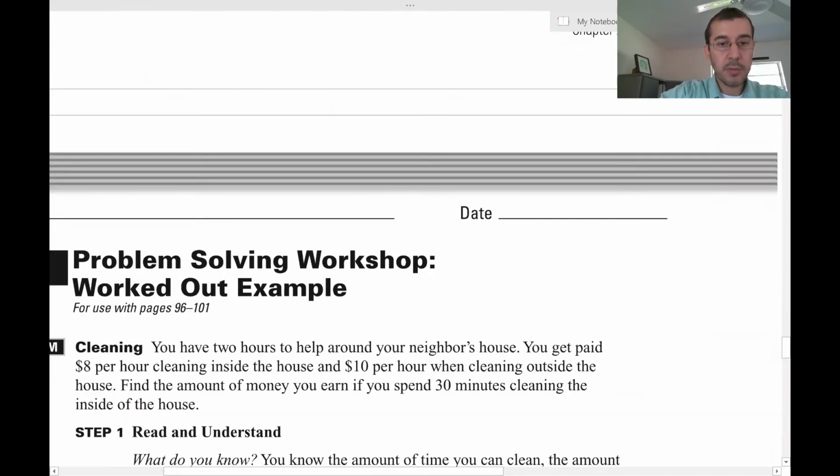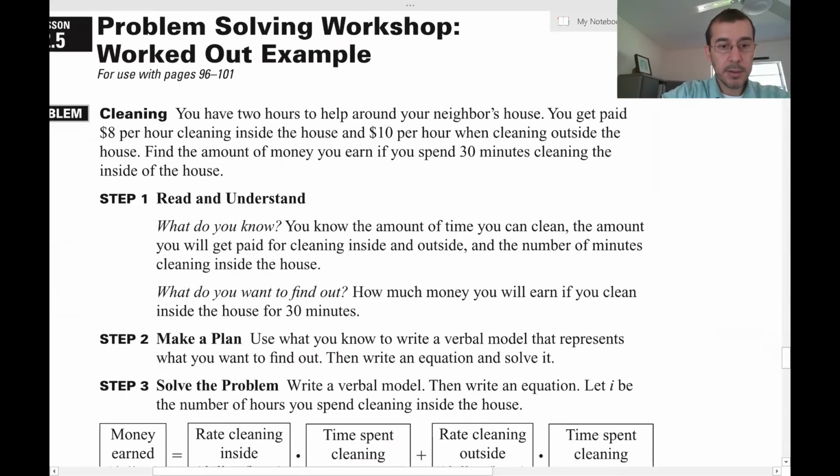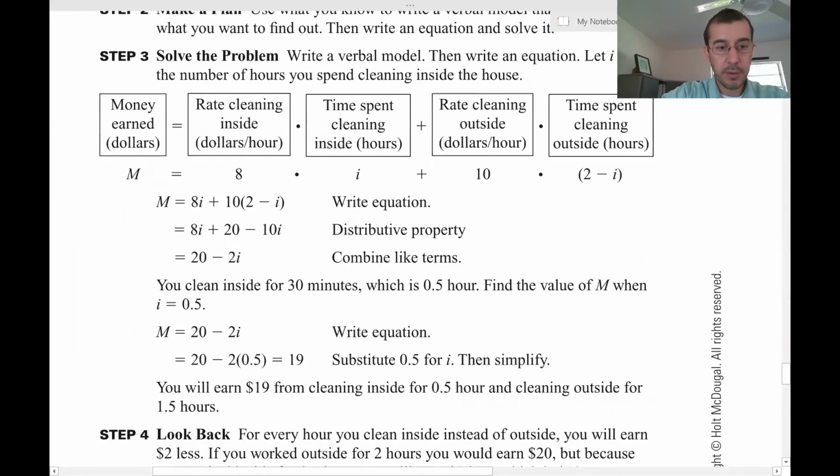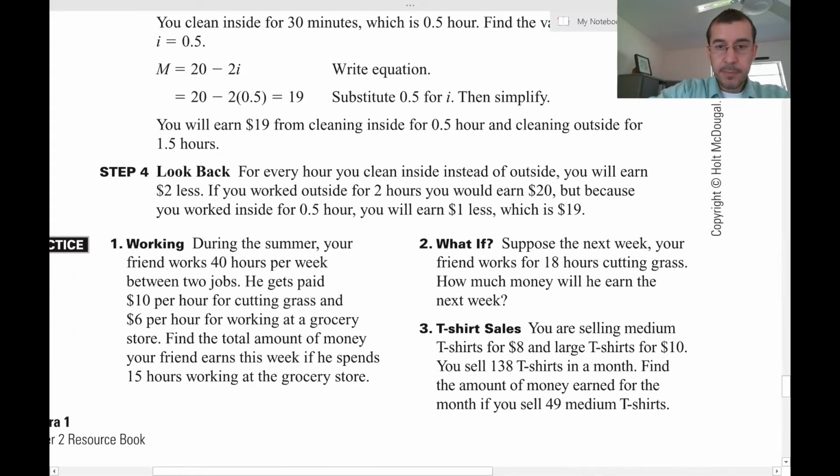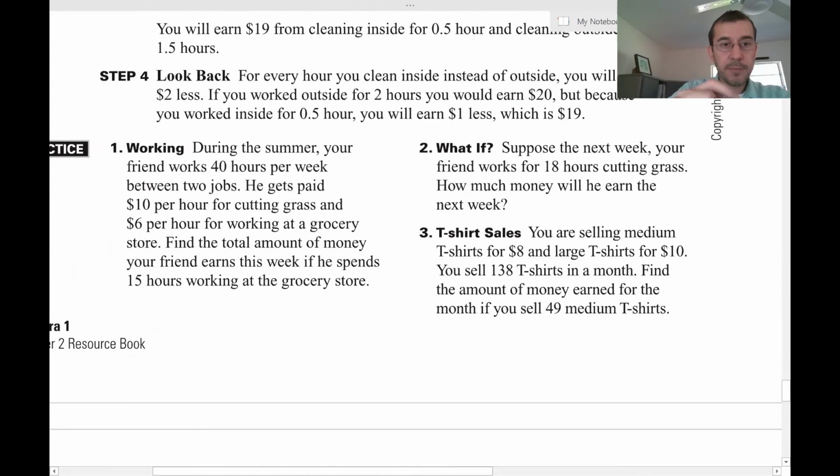Next is problem solving workshop. Let's see how many problems. Actually, we have three problems here. Okay, so during the summer, your friend works 40 hours per week between 2 jobs. He gets paid $10 per hour for cutting grass, the number of grass hours, and $6 per hour for working at a grocery store.